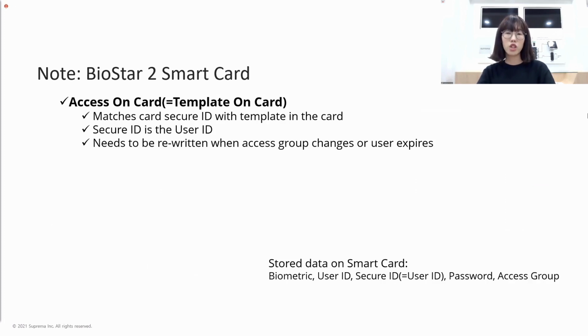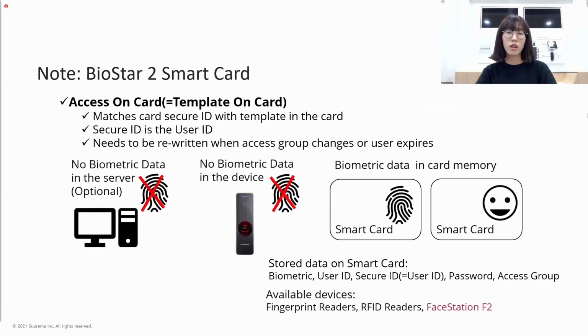Among the main functions of BioStar 2, there's a function that allows you to store fingerprint or face information on the smart card. In other access control systems, it is called template on card, and in BioStar 2 software, it is called access on card. In the case of access on card, biometric information is not stored on the device, but on a smart card. Access on card stores the user's biometric information, ID, PIN code, and access group.